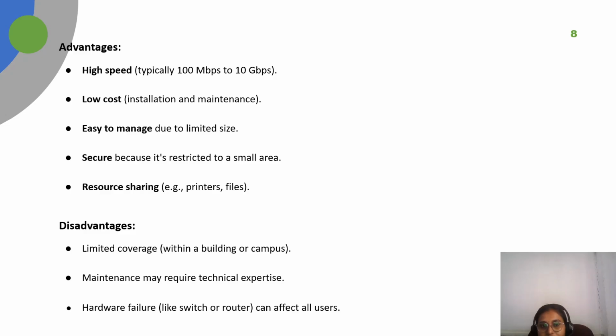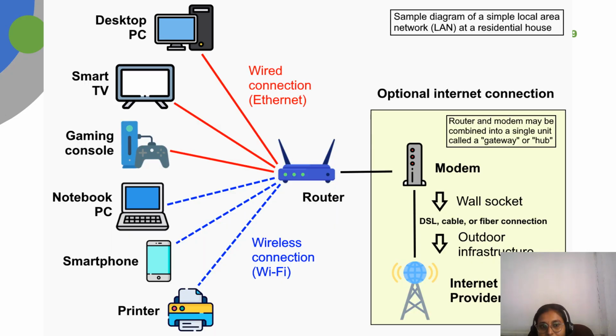The advantages are it is high speed, low cost, easy to manage, secure, and resource sharing. The disadvantages are limited coverage, maintenance may require technical expertise, and then hardware failure can affect all the users. So this is an example for the local area network. We are having a router, and with the help of this we can connect printer, smartphone, notebook, gaming console, smart TV, desktop, everything.